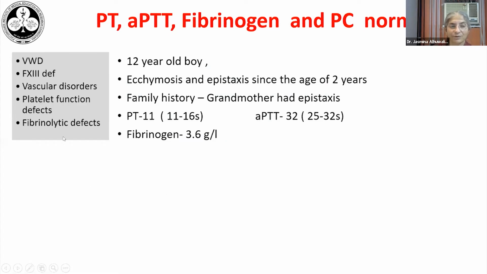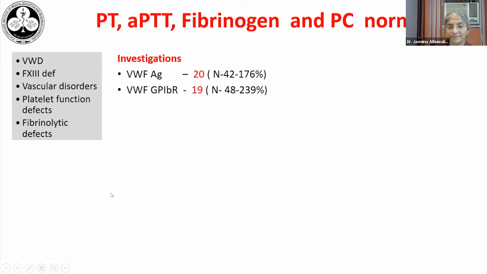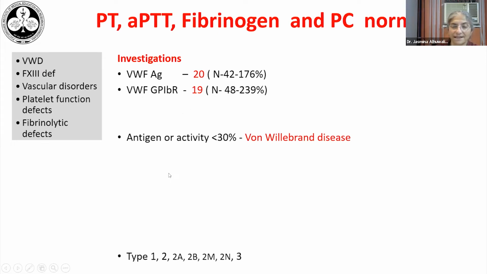So now this is the group of disorders we need to investigate. Amongst these, von Willebrand disease is the most common. So we usually start with doing a von Willebrand factor antigen and an activity assay. The GP1BR is a latex immunoassay which looks at the ristocetin cofactor binding assay, but on a coagulometer. And in this patient, both the antigen and activity were reduced. So if the antigen or activity are less than 30%, we are looking at von Willebrand disease. So that is what this child has.